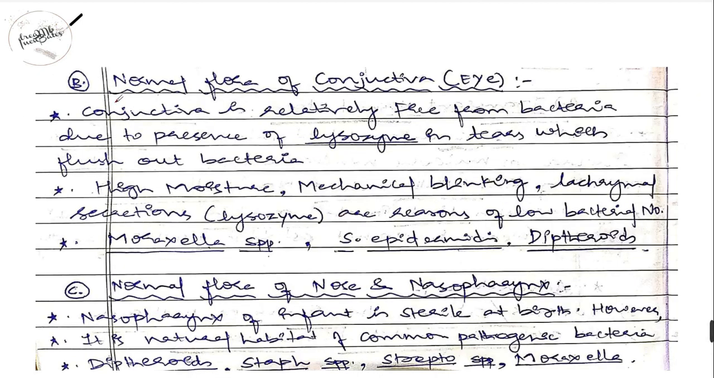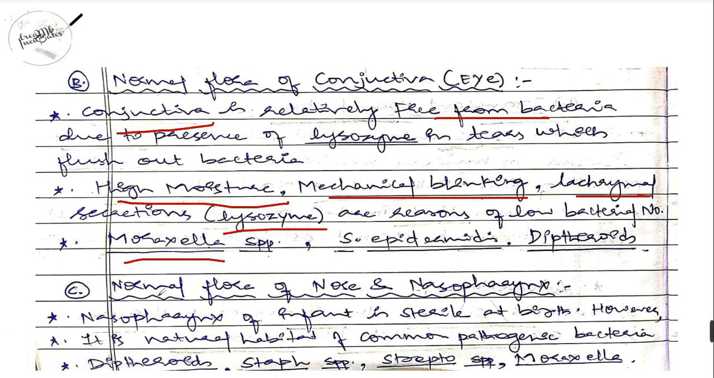Next, normal flora of the conjunctiva or eye. The conjunctiva is relatively free from bacteria due to high moisture content, mechanical blinking, and secretion of lacrimal substances such as lysozyme in tears, which flush out the bacteria. Some examples of normal microflora found are Moraxella, Staphylococcus epidermidis, and diphtheroids.